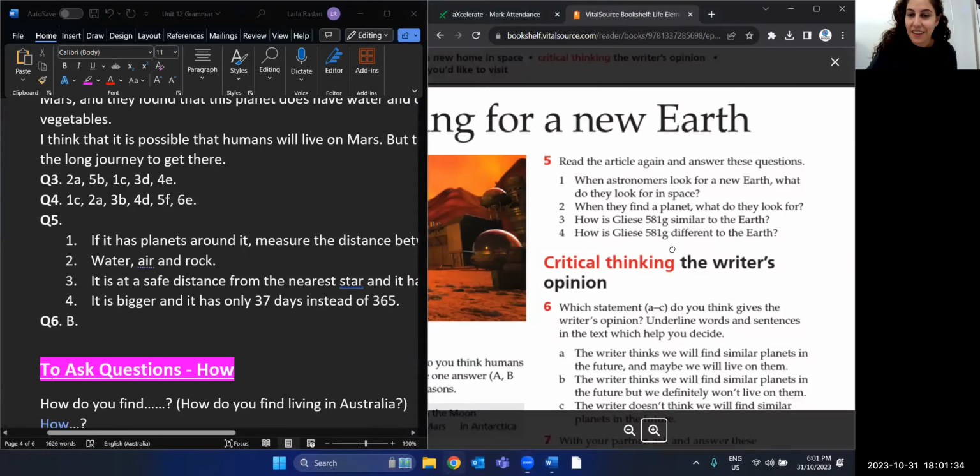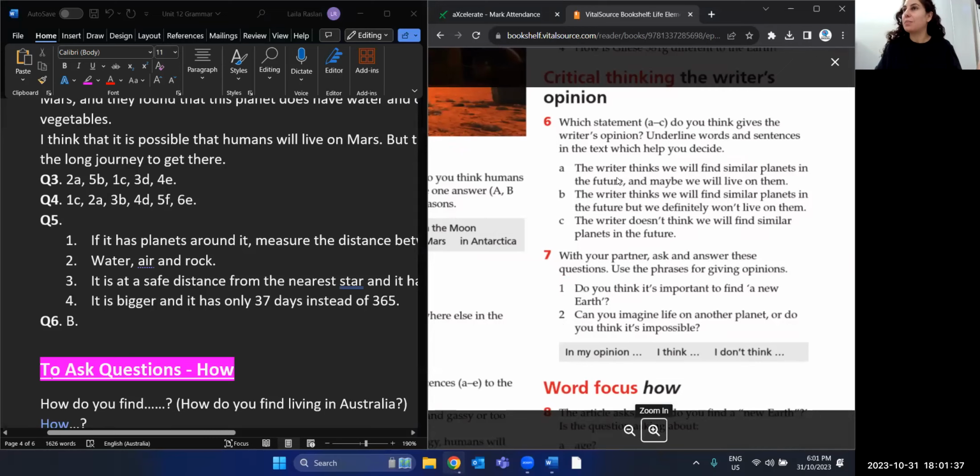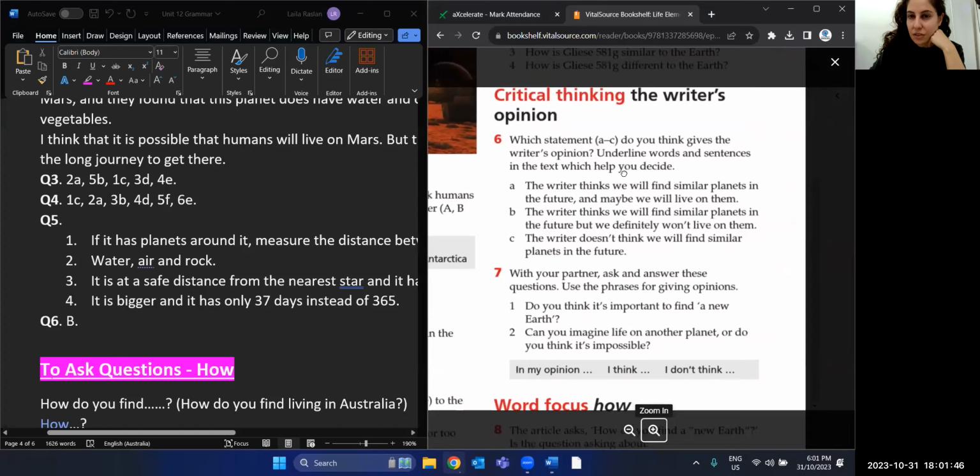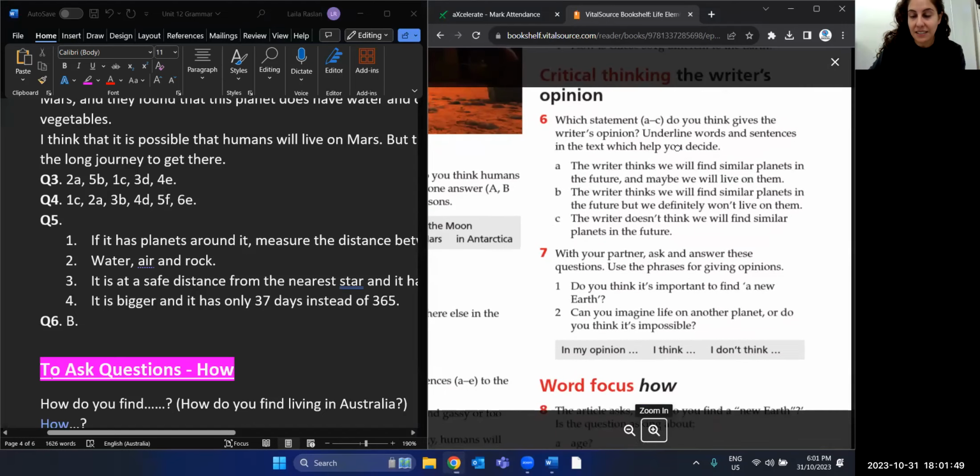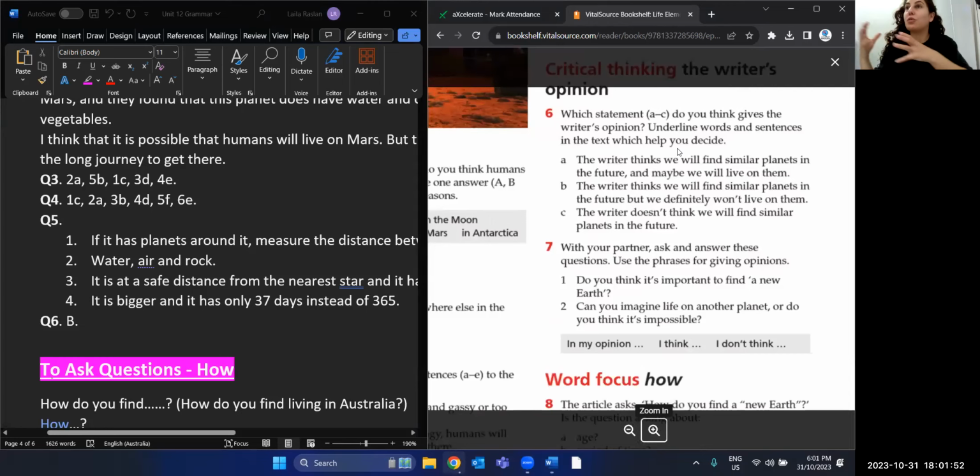Hey, Fernando. Okay, which of these sentences, statement just means a sentence. It's something that I say, it's a statement. So which of these do you think gives the opinion of the writer? Not what we think, but what the writer of the article, what does he think or she? Number 1, the writer thinks we will find similar planets in the future and maybe we will live on them. Part B, the writer thinks we will find similar planets in the future, but we definitely won't live on them. Or C, the writer thinks that we will find similar planets in the future.